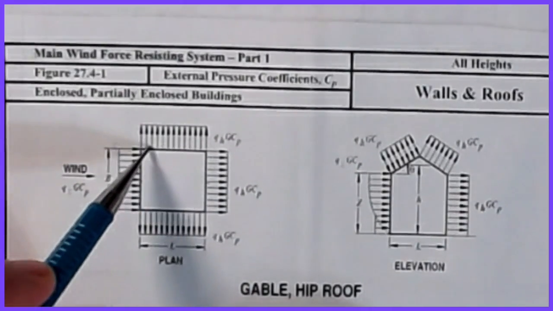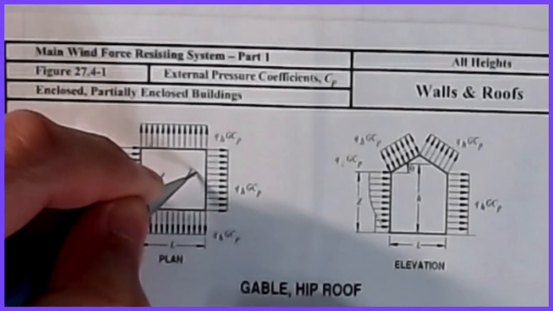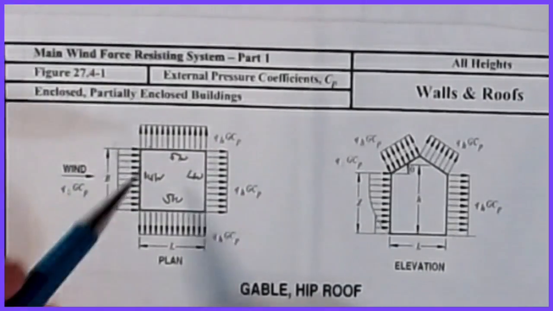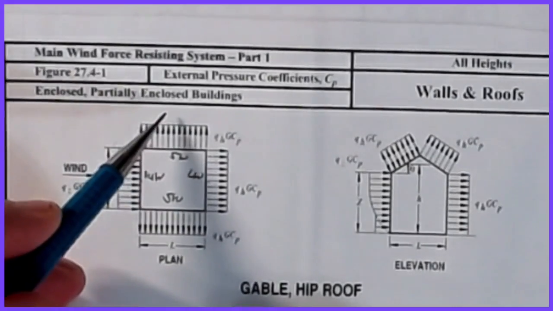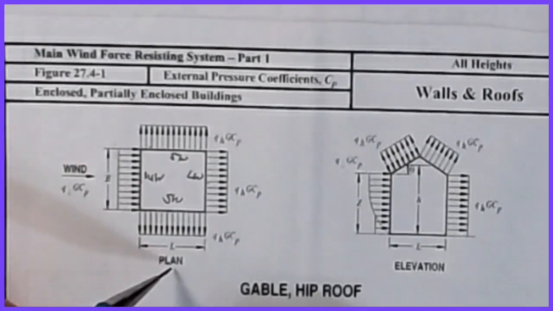So again, this arrow is pulling on this wall. If this is windward, this is leeward, that's a side wall, and that's a side wall. You can see that it's pulling on this, so that's a negative pressure on that wall, and then it's pulling on this wall, it's a negative pressure on this one.